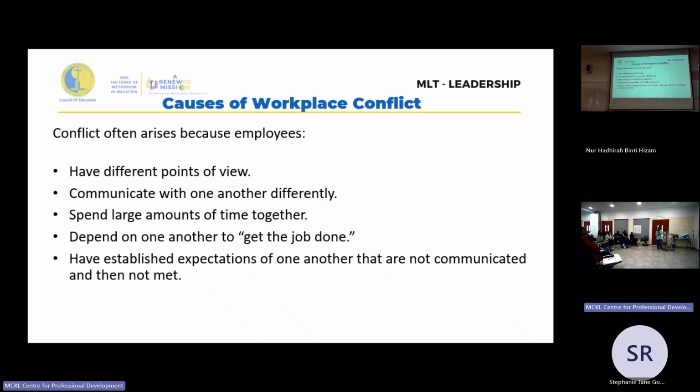Okay, we communicate with one another differently. This is where we end up getting the information, but the way we interpret the information is different. You interpret it in a different manner, and the sender interprets it in a different manner. So the receiver's and sender's interpretation is different.